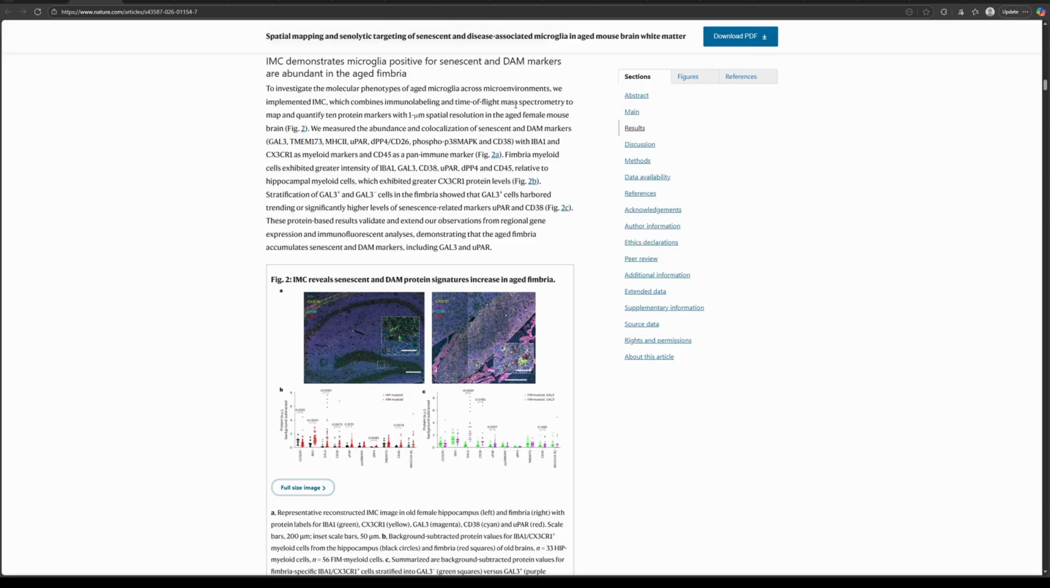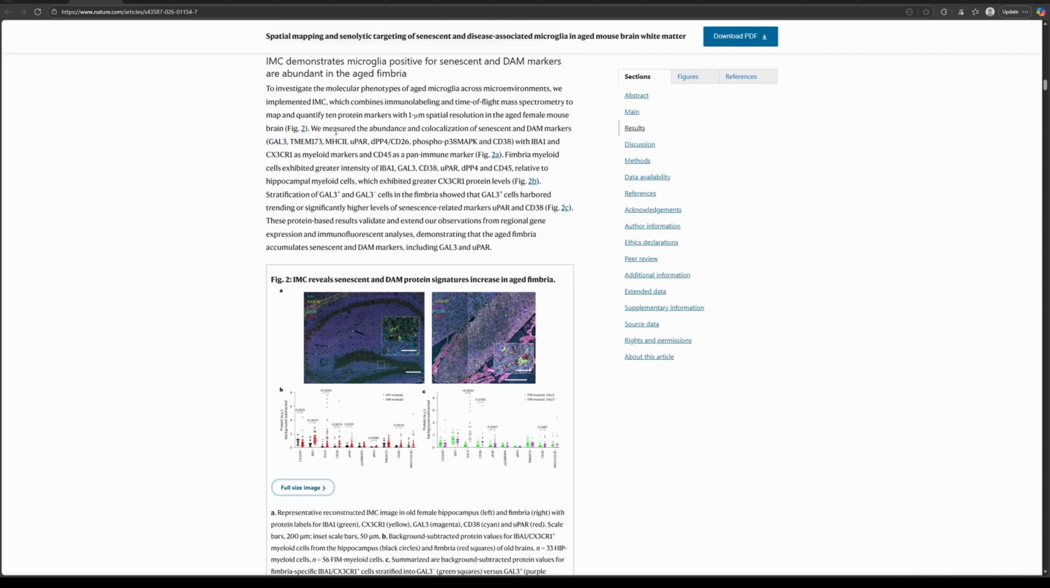So, time of flight mass spectrometry. I don't know what time of flight mass spectrometry is, but they're using immunolabeling. I'm assuming labeling is just like a form of fluorescent labeling, and the mass spectrometer to map and quantify 10 specific proteins or protein markers with a really small spatial resolution in mouse brains. So they're looking at 10 proteins.